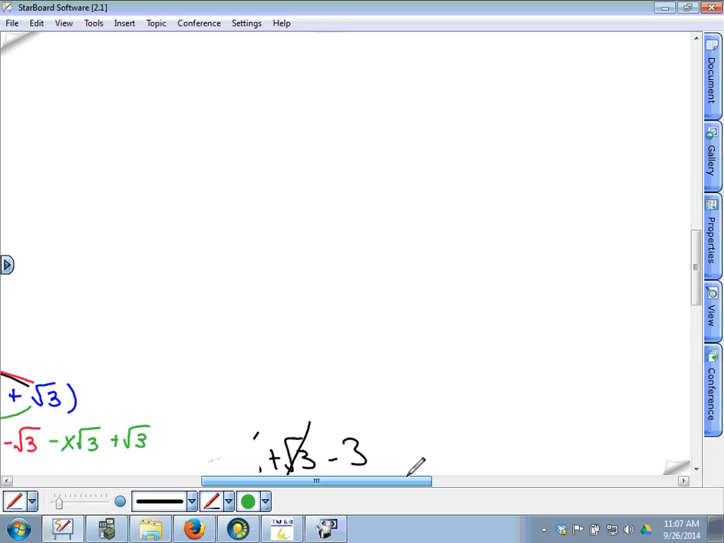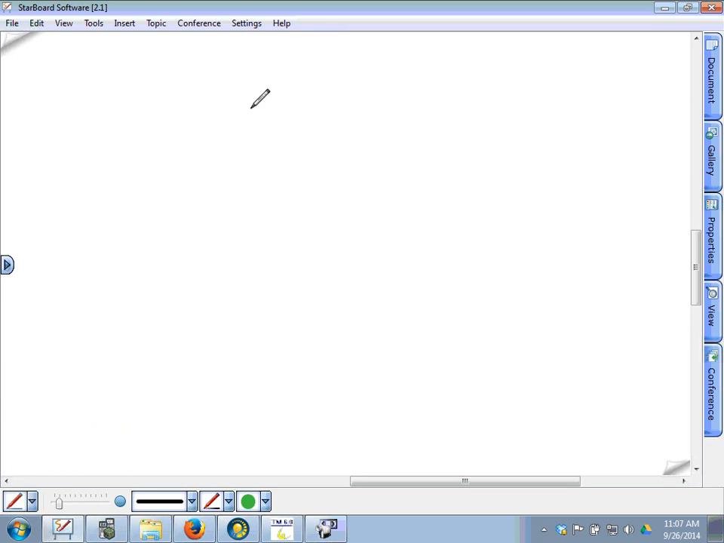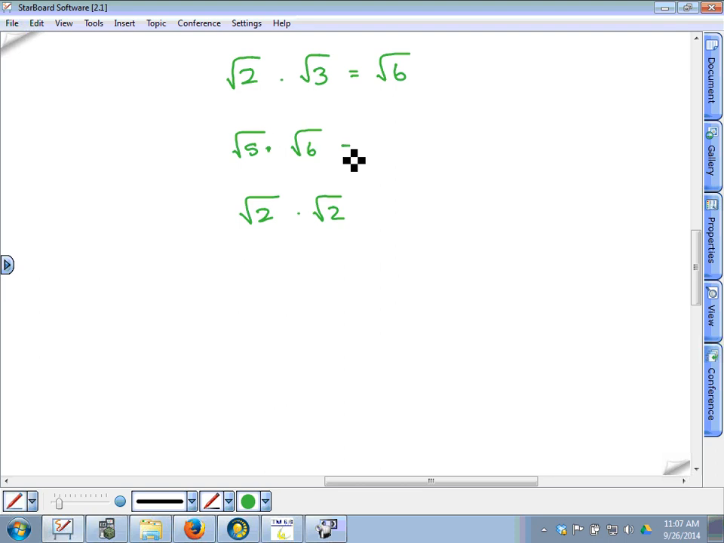Now, I'm just going to go off to the side here and do a couple of things that we went over last year briefly, but you might have forgotten. Square root of 2 times the square root of 3, or the square root of 5 times the square root of 6, or the square root of 2 times the square root of 2 itself. Let's just go real quick through some of these so you remember how to multiply two roots. What's the square root of 2 times the square root of 3? Square root of 6. Square root of 5 times the square root of 6? Square root of 30. So the point I'm making is if they both have square roots, you just multiply what's on the inside. That's all you do.